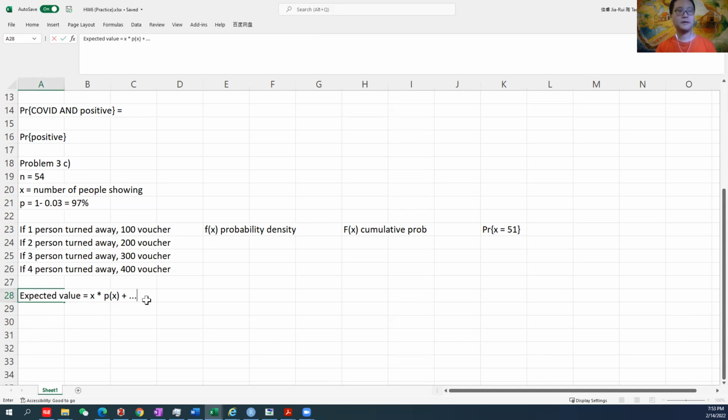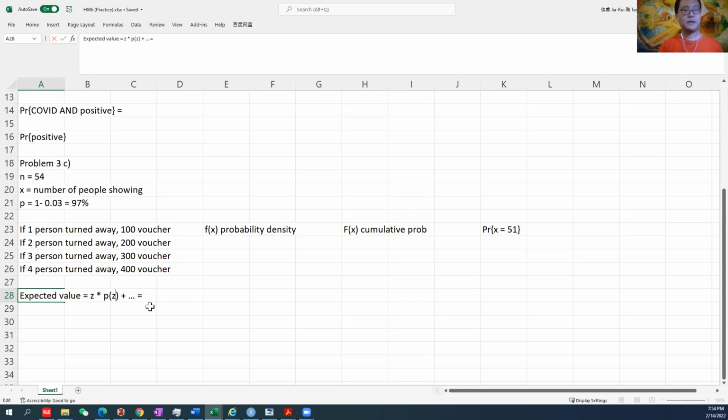So it'll be something like, well, I guess I should probably change these symbols so you do not get confused. But notice here what these represent. Because here we are calculating the expected value of the vouchers, right? So it's related to the number of people showing up, but it's not the same.